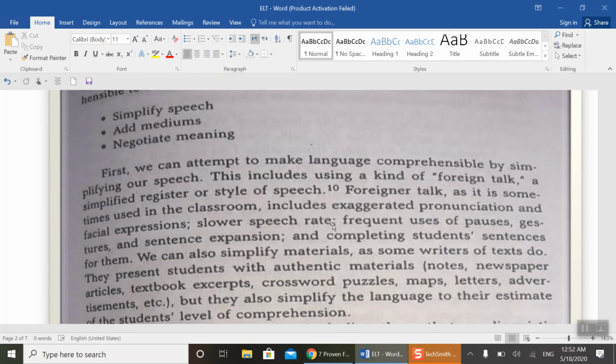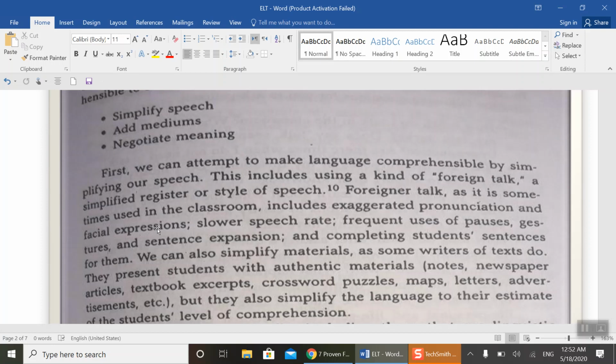Someone might ask, how can I make my language simple? You can do the following. Include exaggerated pronunciation, like me now, I exaggerate. Sometimes I give a word with exaggerated pronunciation, I focus. Use facial expressions. Remember inside the class, when I talk with you, I use facial expressions. Okay?